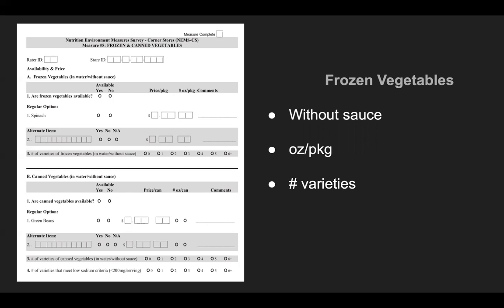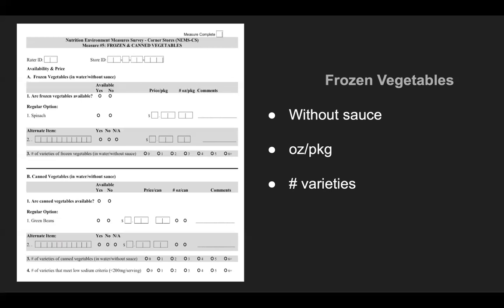And then it's also really important, question number 3, number of varieties of frozen vegetables. So that is including the spinach and the alternate item and anything else they have. So for example, if they have spinach and broccoli and cauliflower, you're gonna mark the price and the ounces of spinach. You're gonna put in broccoli as your alternate item. And then for number of varieties, you're gonna put 3 because you have spinach, broccoli, and cauliflower.